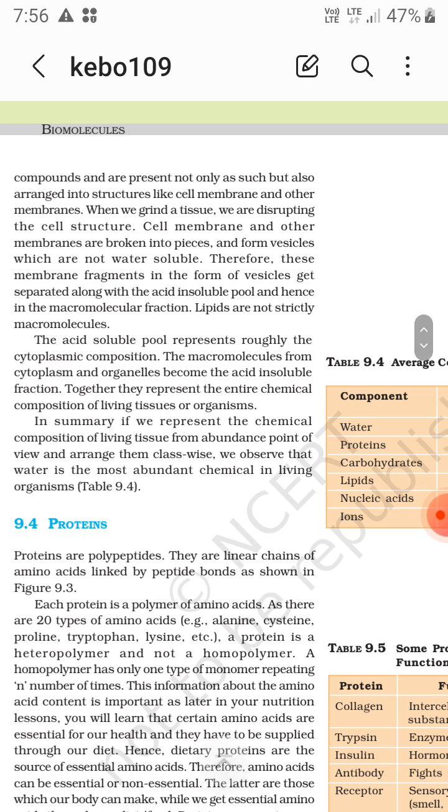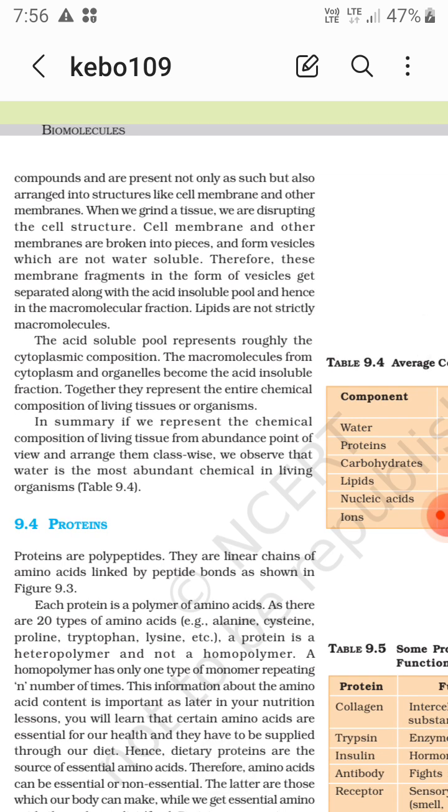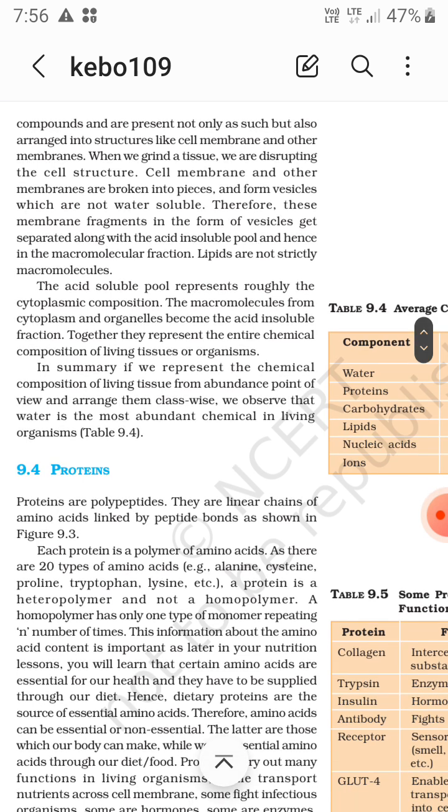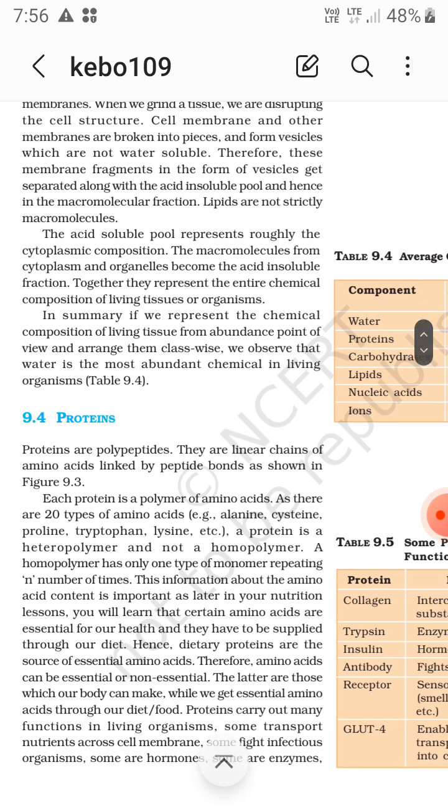The acid soluble pool represents roughly the cytoplasmic composition. The macromolecules from cytoplasm and organelles become the acid insoluble fraction. Together they represent the entire chemical composition of living tissues or organisms. So the acid soluble pool represents roughly the cytoplasm, and the macromolecules from cytoplasm and organelles become the acid insoluble fraction.